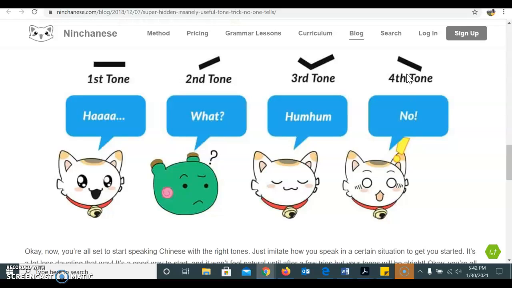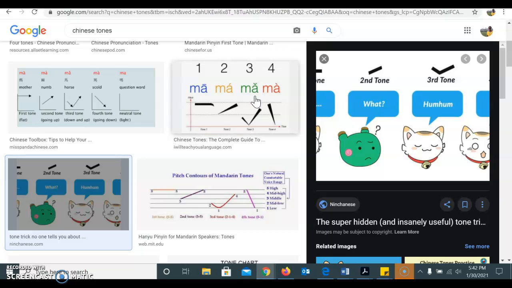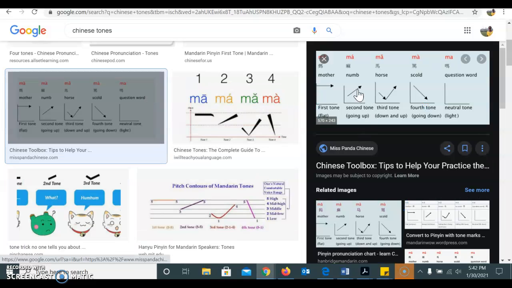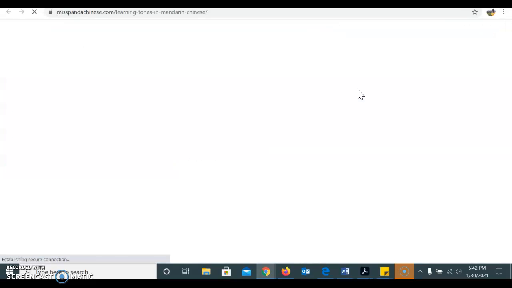Then you have this one. Fourth tone is very sharp. Just get down to it. Just go straight down. Think of it like a command, like no, or stop, or don't. And I love this too.